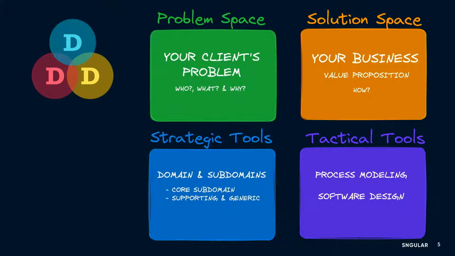It comes with some strategic tools, mostly about understanding which domains are supporting or generic, but at least one of these domains should be a core subdomain: the domain where your business is trying to build a differentiating value proposition to solve your client's problems. And it comes also with a lot of tactical tools that are already part of the industry standards for process modeling and for designing your software.